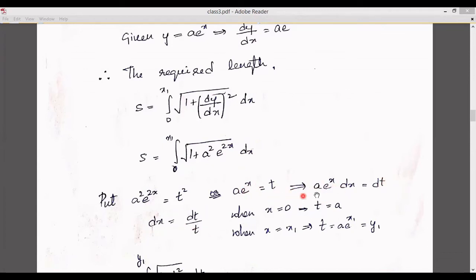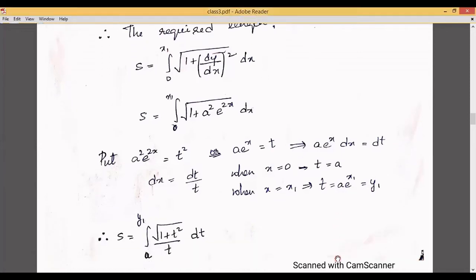This a e power x is nothing but t. Once you cross multiply, you will get what dx is: dx is equal to dt by t. When x is equal to 0, t will be equal to a. And when x is equal to x1, t will be equal to a into e power x1, which is nothing but y1, because y is equal to a into e power x. So a into e power x1 will be equal to y1. So this is all about the limit.